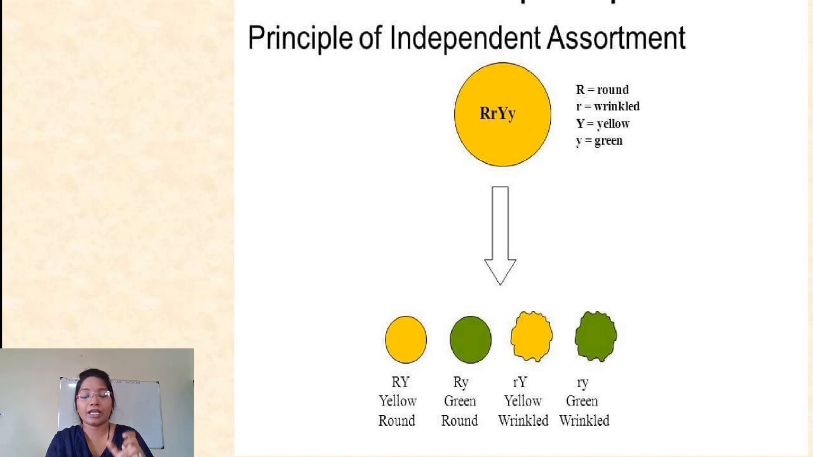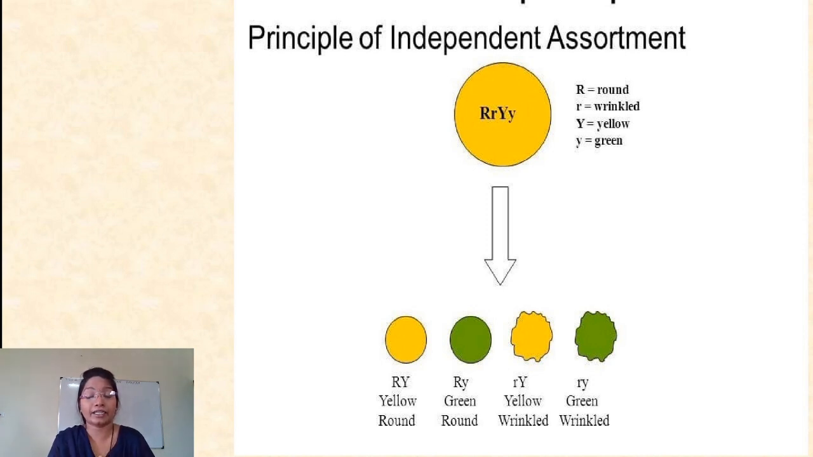The seed color character and seed shape character do not depend on each other, so these two alleles segregate from each other, separate from each other, and form new combinations. Because of that, in the parental generation, yellow round and green wrinkled plants are the combinations. These are the parental combinations.